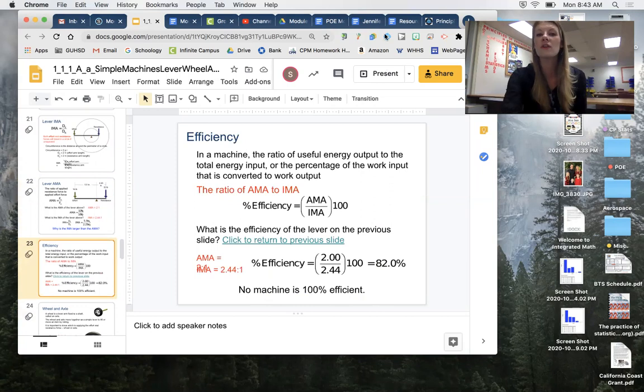Okay, so those are the notes for today. Hopefully that will make sense. We'll actually do some practice problems starting tomorrow. We're taking notes again, and then the next day we start doing some of these problems, the AMA and IMA type problems with the levers. Okay, that is all.